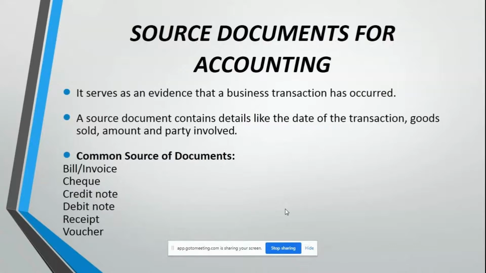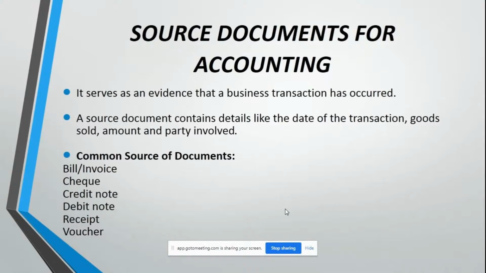The last aspect we have is the source documents for accounting. Simple. At that time I told you about the verifiable and objective evidence concept, that every transaction has to be supported with documentary evidence. So that evidence is nothing but a source document. It serves as evidence that a business transaction has occurred. A source document contains details like the date of the transaction, the goods sold, the amount, and the party involved.